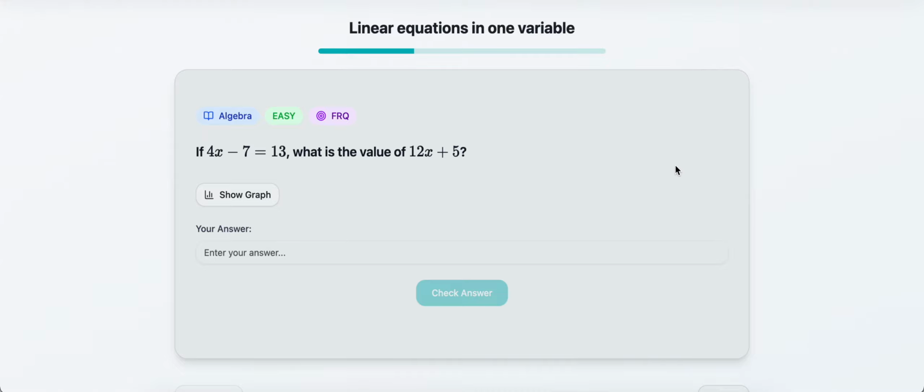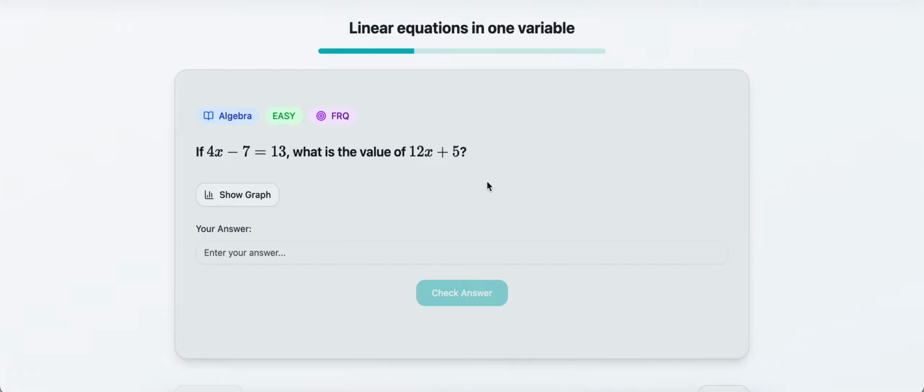Take a look at some SAT style questions relating to linear equations. By the way, for these questions, I'm going to solve them first algebraically and then using Desmos if possible. So let's start with this one. It says if 4x minus 7 equals 13, what is the value of 12x plus 5?